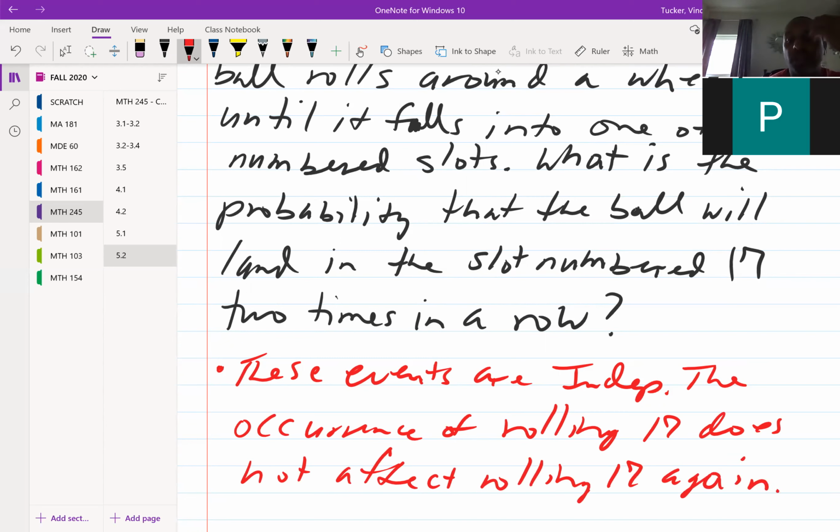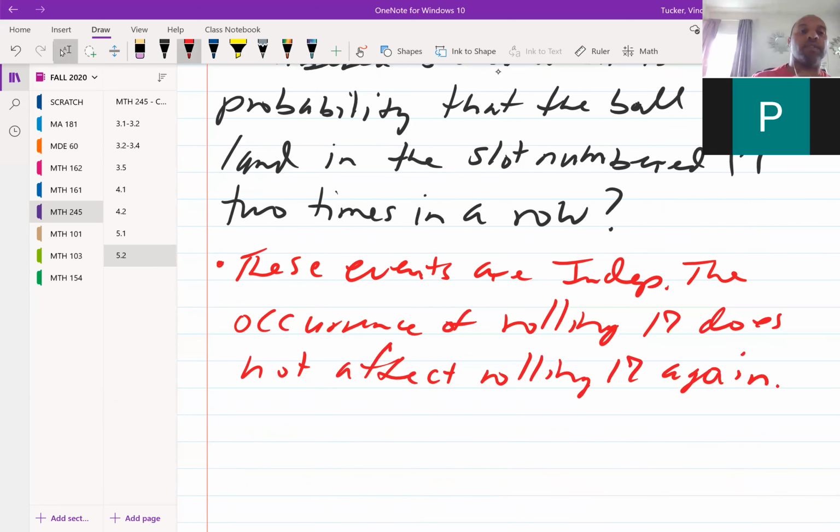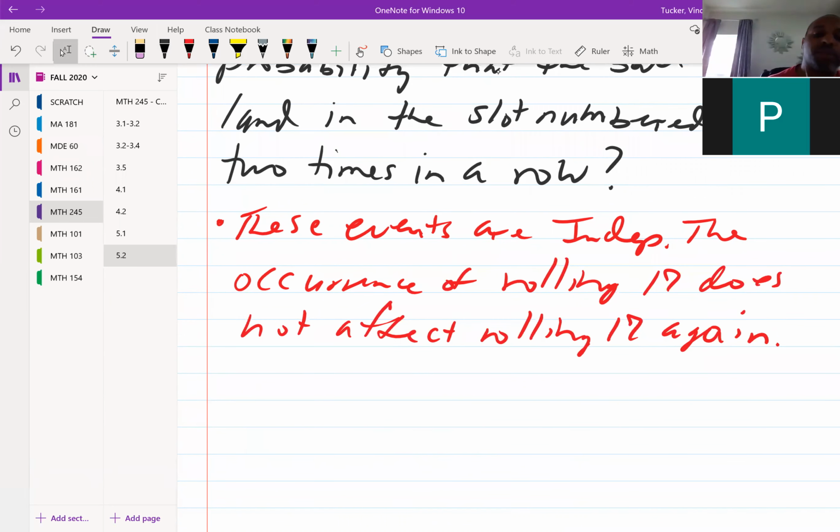The occurrence of rolling a 17 does not affect rolling a 17 again. So it's not like if you were to roll 17, then they block off 17 so that you can't roll it or something weird. No, they take the ball up and then you roll again. So the probability is still the same for each opportunity when you go to roll. So the events are independent. If that's the case, we use our multiplication rule for independent events.